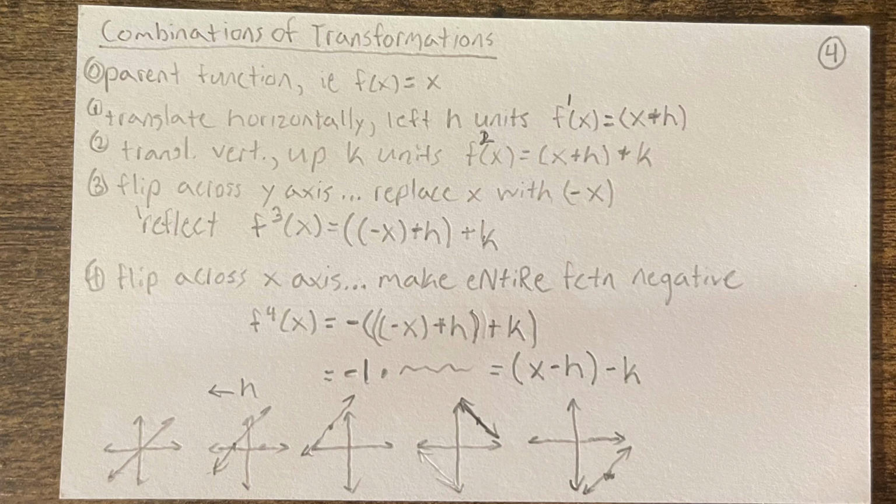To translate this new function vertically up k units, for example, add a plus k to the entire function. Then to reflect across the y-axis, replace all inputs x with the opposite of x. To reflect in the x-axis, make the entire function negative.